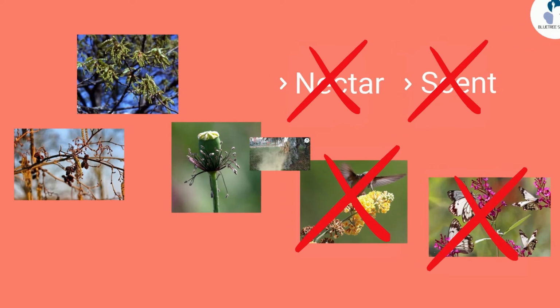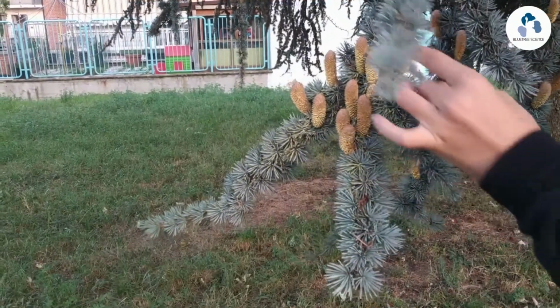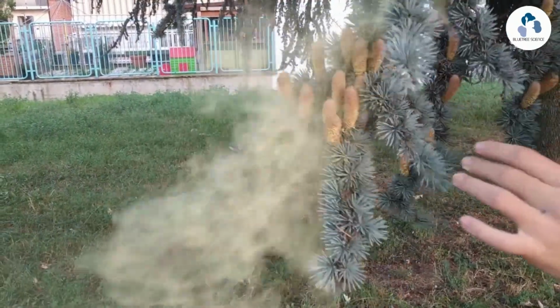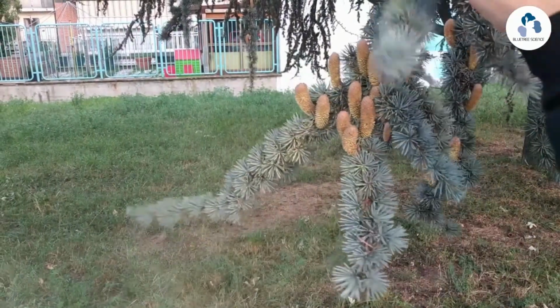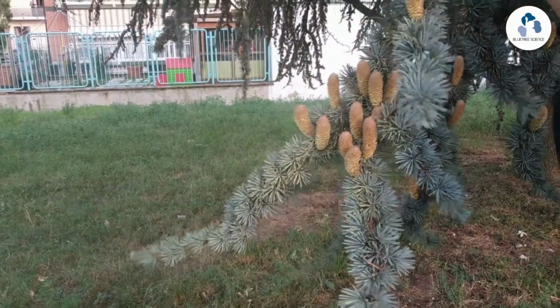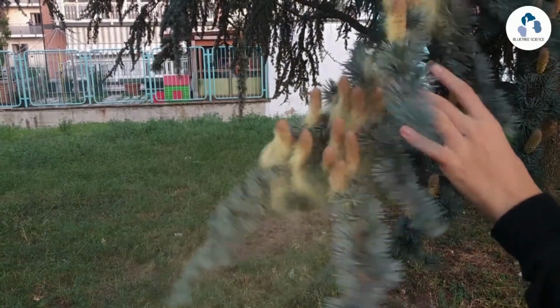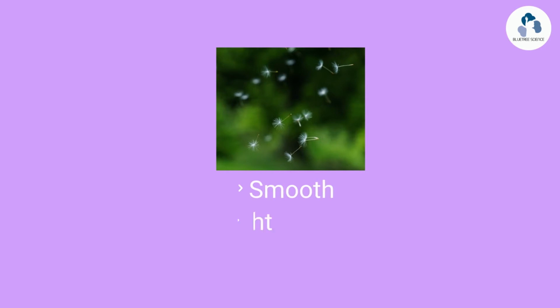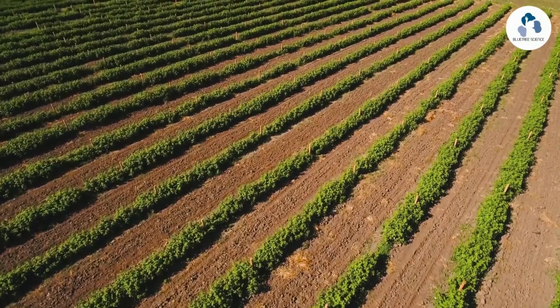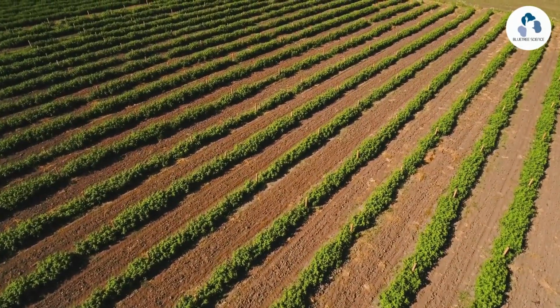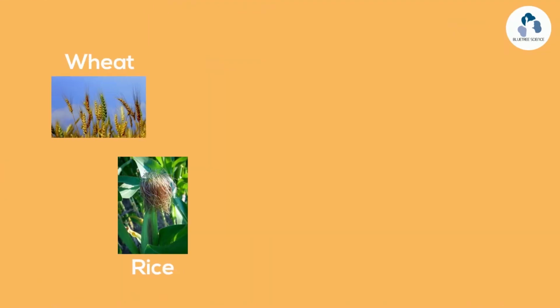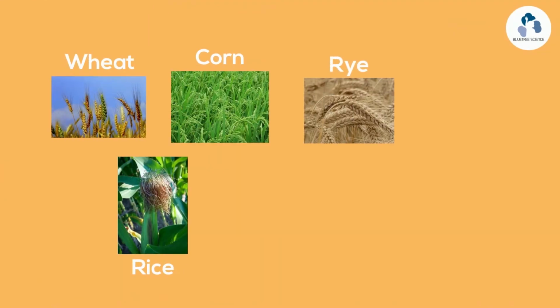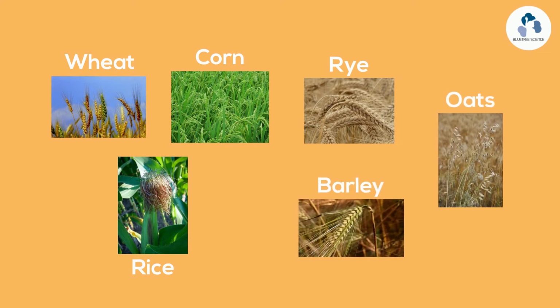However, they produce large amounts of pollen grains, almost billions, to increase the effectiveness of pollination, as most pollen grains do not get transferred. The pollen grains are usually smooth, light, and easily airborne. Many of the world's most important crop plants are wind-pollinated. These include wheat, rice, corn, rye, barley, and oats.